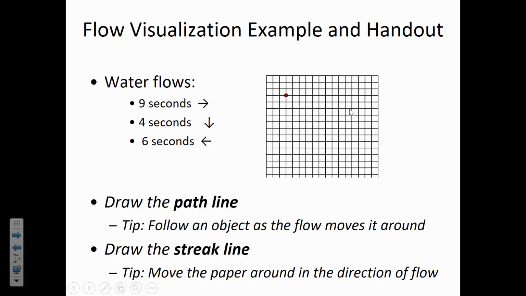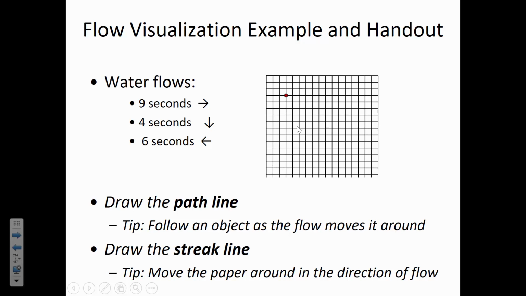What we're looking at here is that here's the particle starting point. We want to follow this object as it moves around during these 3 time periods. And so 9 seconds where it's being pushed to the right, 4 seconds it's being pushed down, and then 6 seconds it's being pushed to the left.